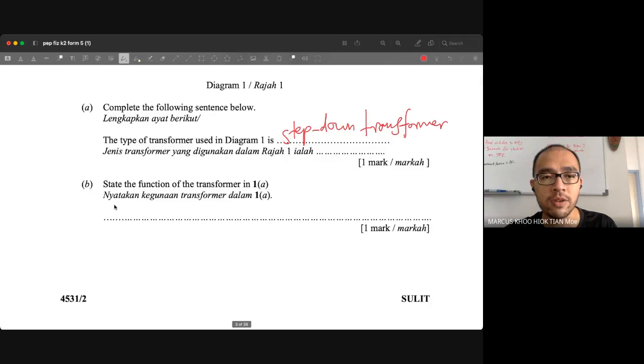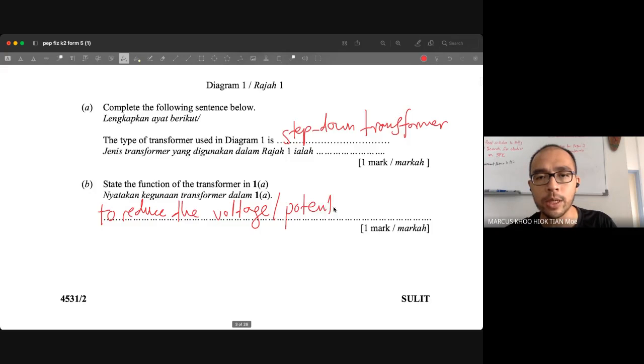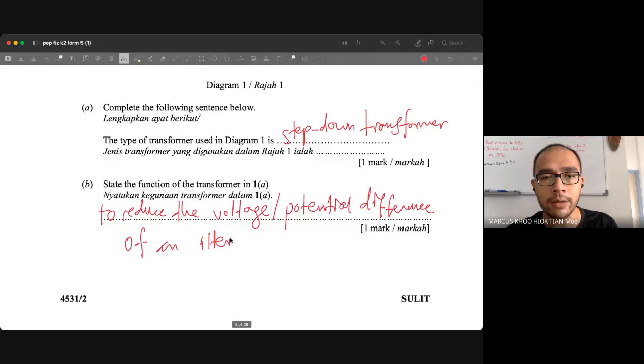Now the function of the transformer. This one I received many different answers and it was a little bit difficult to mark. But the actual answer I want is to reduce the voltage, or to reduce the potential difference, that can also be used. The one many people always get wrong is to reduce the voltage or potential difference of an alternating current. If you don't write this last part, it doesn't matter.